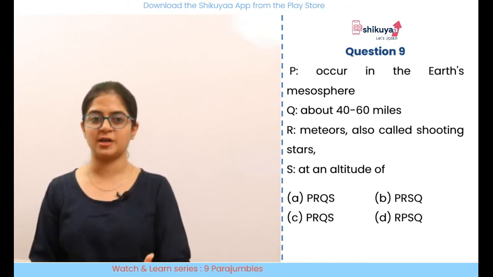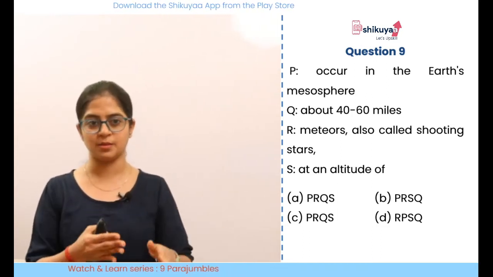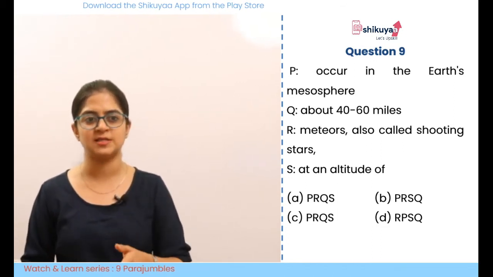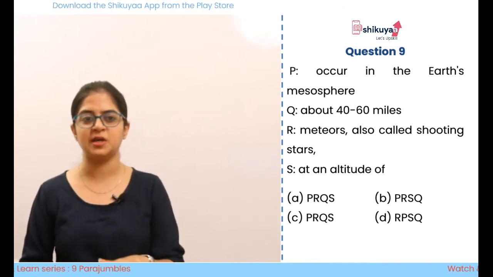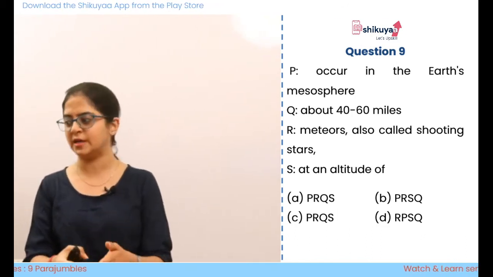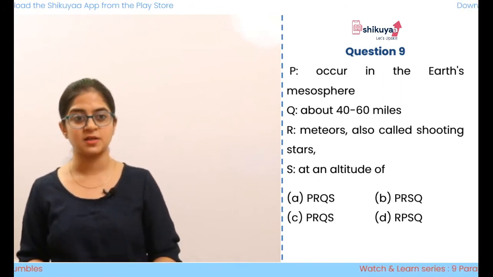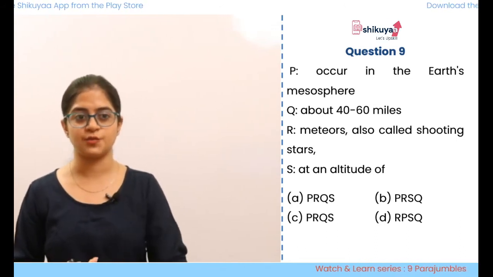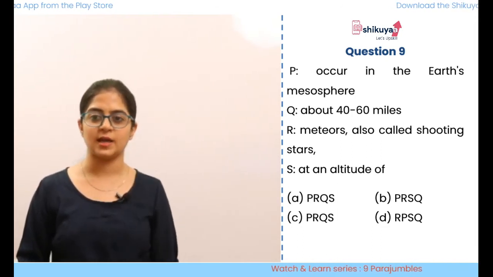It is all about meteors that we are talking about. So this is the subject, and the subject has to logically come in the beginning. So R can be the opening sentence. Meteors, also called shooting stars, then R is the opening one. That is the only option D. If you don't even look at the different options, you can easily select option D. That is the right answer. Meteors, also called shooting stars, occur in the Earth's mesosphere. Now where do they occur? In the Earth's mesosphere at an altitude of about 40 to 60 miles. So option D is the correct answer.